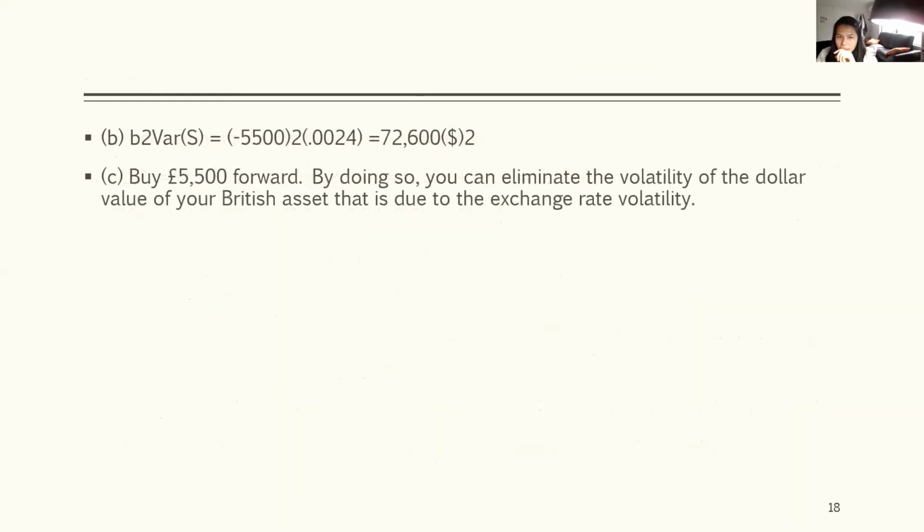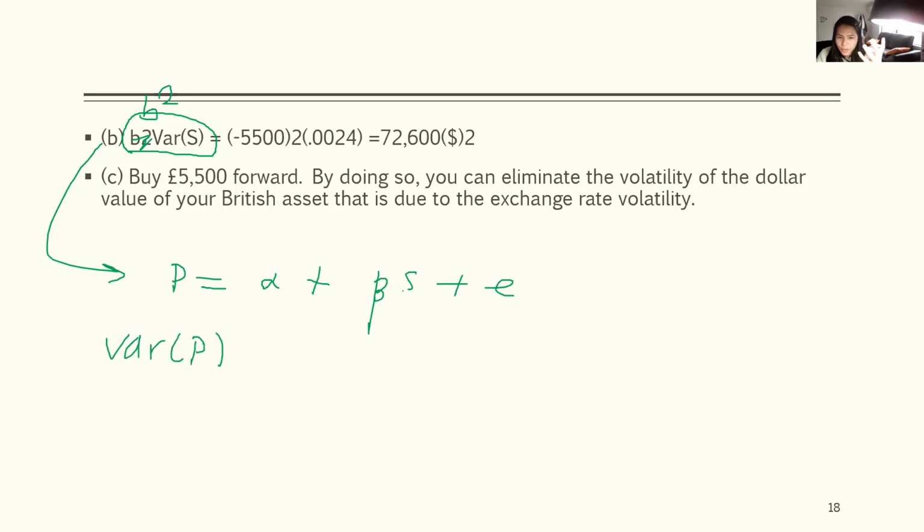In the lecture slide, I provided you with the formula to compute the variance of the portfolio attributable to only the exchange rate risk. This is meant to be beta squared times the variance of S. The source of this equation comes from the original regression that we looked at before. If you compute the variance of P, or the total variance of your asset value, it's going to be comprised of different components, including the variance of each of the individual components.